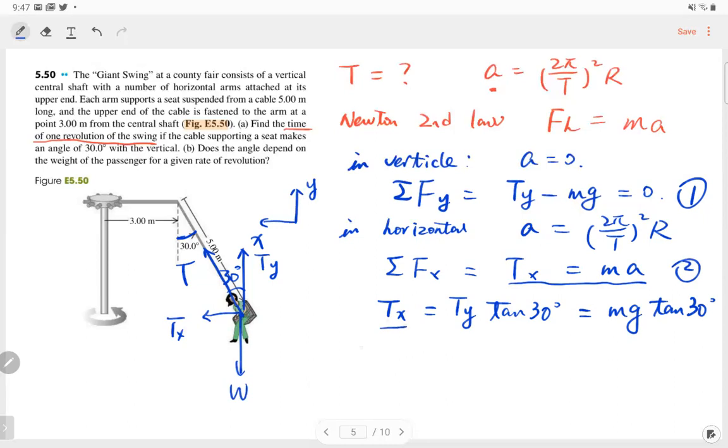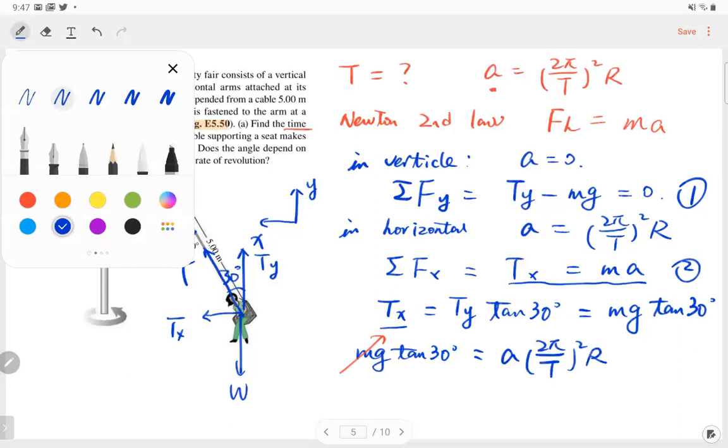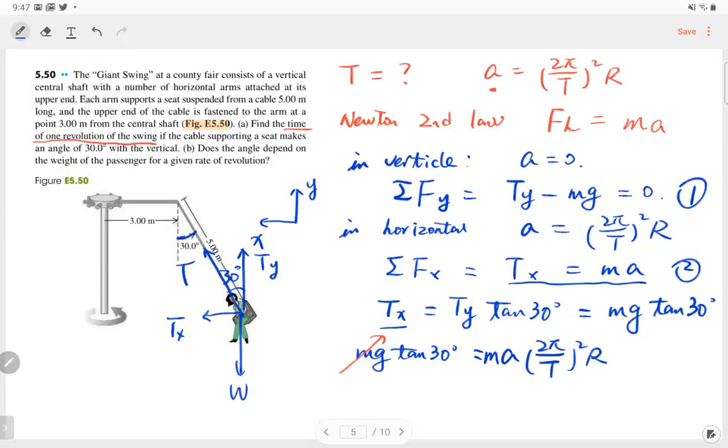We have Tx, which is mg tangent 30 degrees, equal to ma. A is 2 pi over period, squared, times radius. And you will find that the mass just cancels. Hold on, there's a mass, ma. Okay, then the mass just canceled. So we can solve for T. That will be 2 pi square root of R over g tangent 30 degrees. Let's do the calculation. How much is this? That will be 6 seconds.